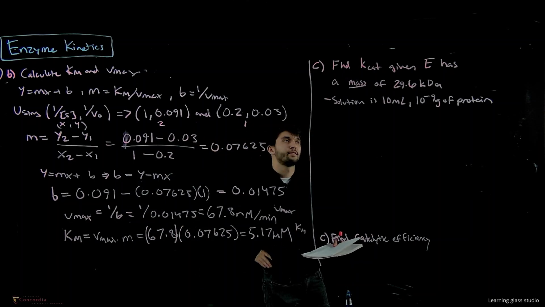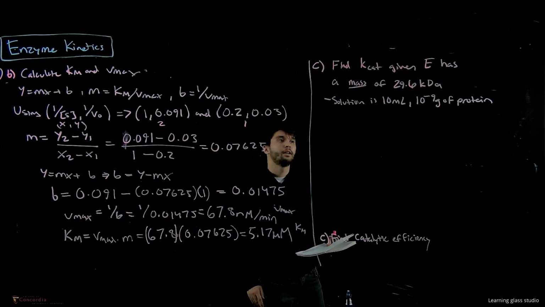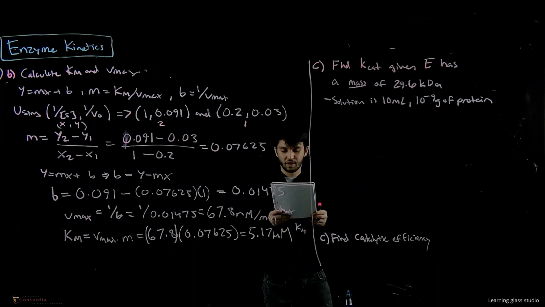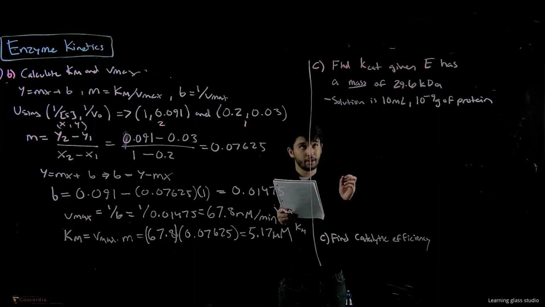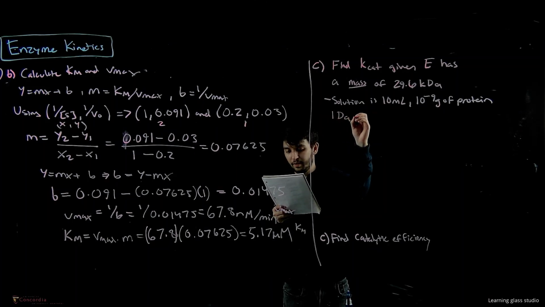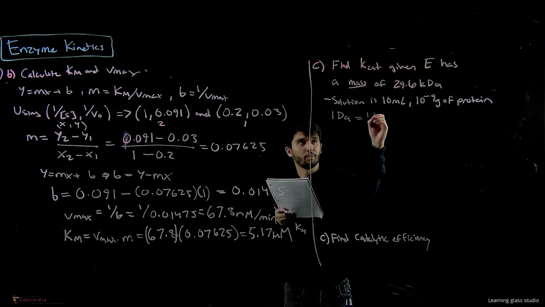Find kcat, given the enzyme has a mass of 29.6 kilodaltons, and the solution that the enzyme is in is 10 ml, and it contains 10 to the minus 9 grams of protein. The first thing we do here is we have to know that 1 Dalton is equal to 1 gram per mole.